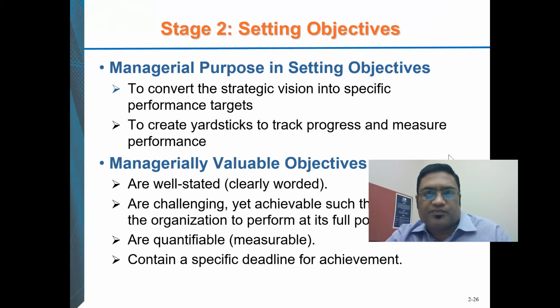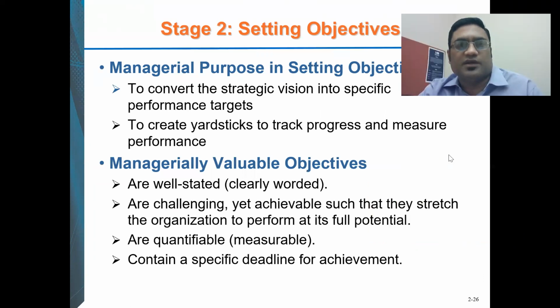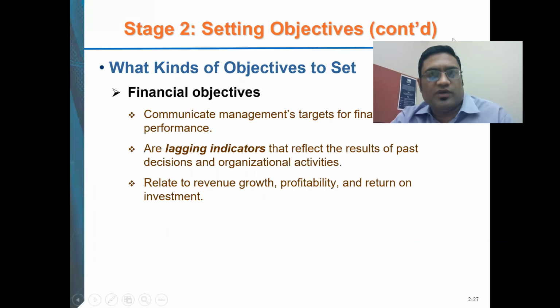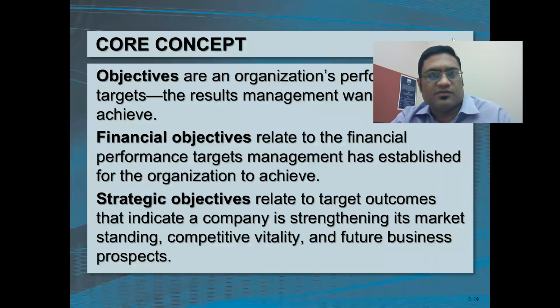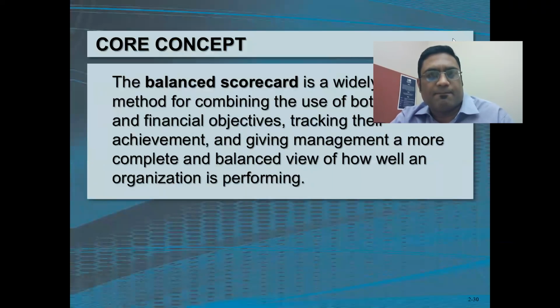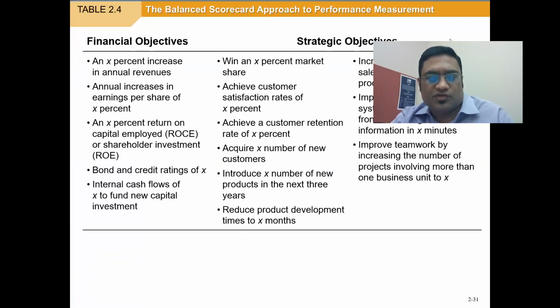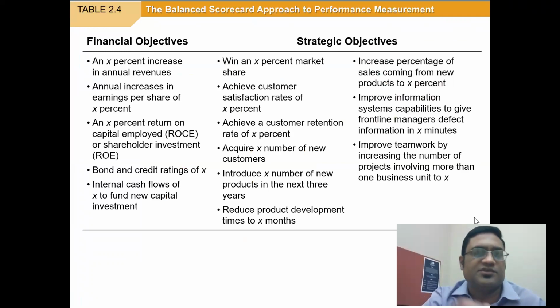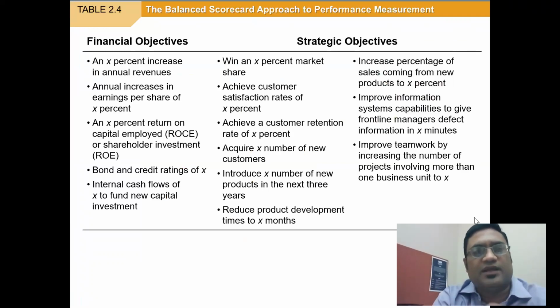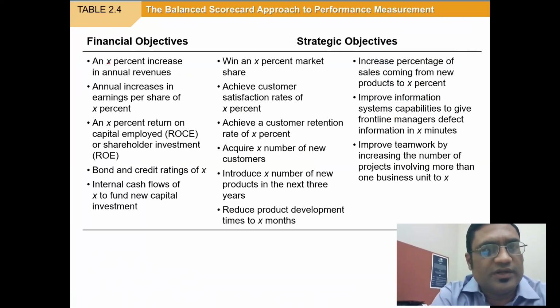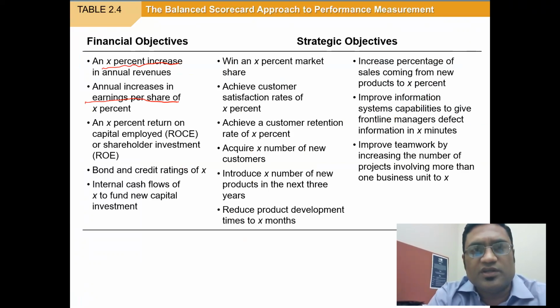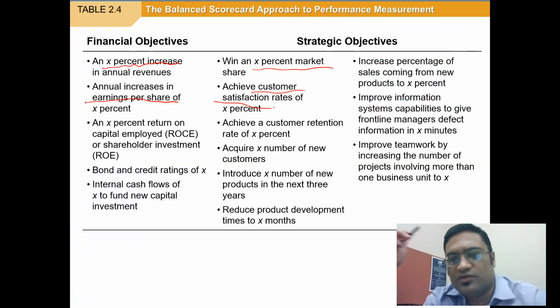All right, so now we come to objectives. There are two types of objectives: financial objectives and strategic objectives. Financial objectives: you want to increase revenue by this much, earnings per share by this much, and so forth. Strategic objectives: market share, customer satisfaction, and so forth.